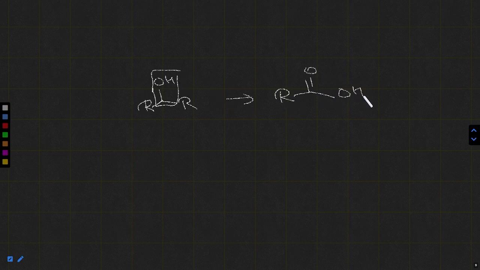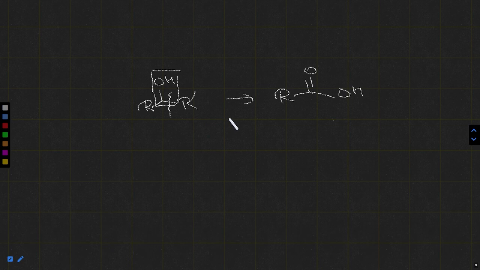You have put O, double bond O and OH. Now you can see that the valency of this carbon has been satisfied by the carboxylic group only. Now where will you put this R? This R dash means you have to break this bond. Okay, you have to break this bond.